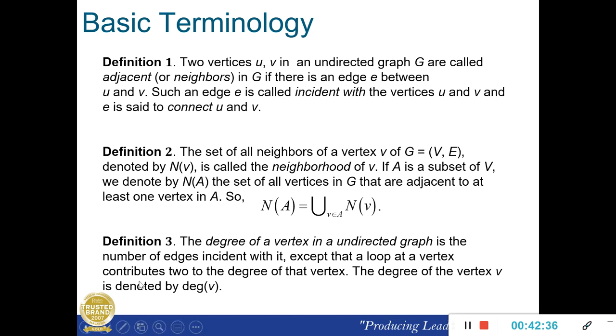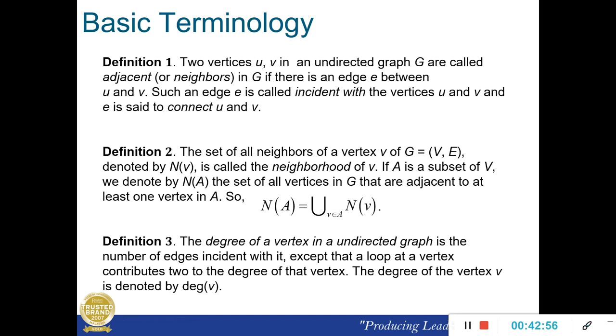So, definition. Two vertices U and V in an undirected graph G are called adjacent or neighbors in G if there is an edge E between U and V. Such an edge is called incident with the vertices U and V, and E is said to connect U and V.